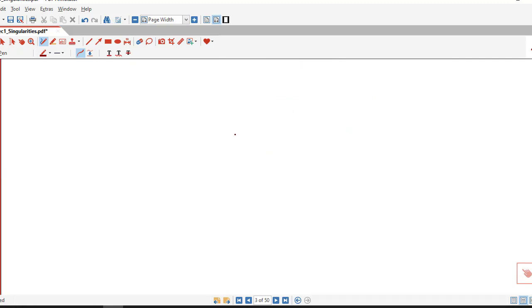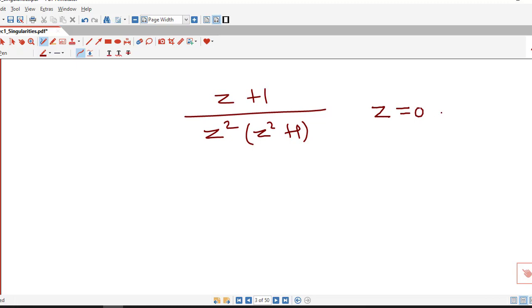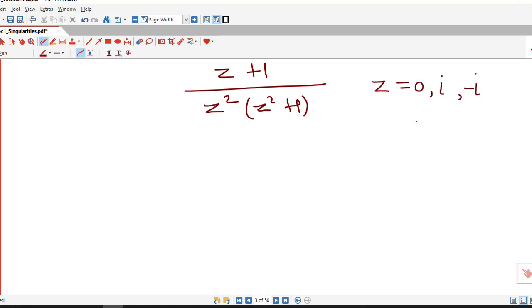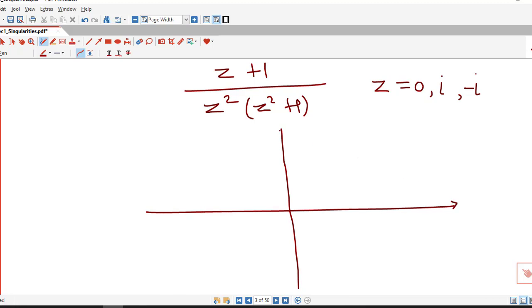Similarly, suppose we consider that function again, z plus 1 over z square into z square plus 1. As we discussed, these are the singularities of this function: z equal to 0, i and minus i. Are all these isolated singular points or not? For that we have to find their deleted neighborhoods in which the function is analytic. Now this function is not analytic at these points only.